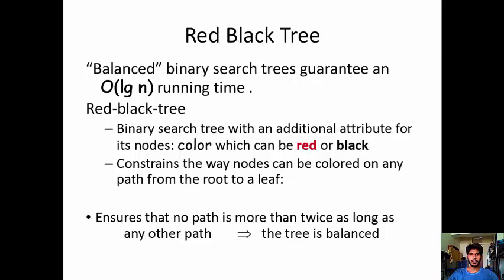Red black tree. So, starting with what is a red black tree? It is a binary search tree that guarantees a running time complexity of big O of log n. And how to identify a red black tree? We have a special attribute, a color attribute, for that. We have two types of colors, red and black, to identify the nodes of a red black tree.